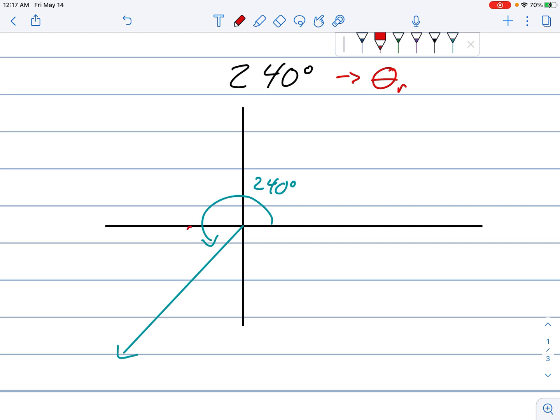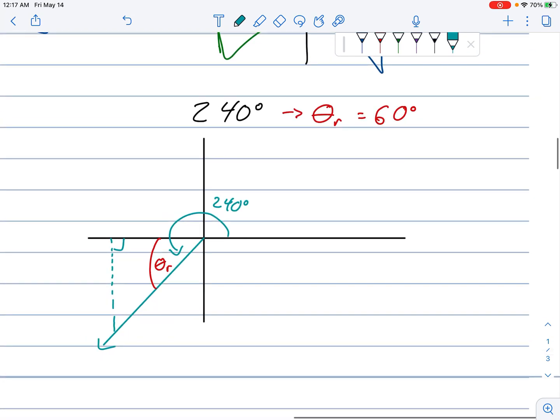Well, if I wanted to know what this angle were, that little reference angle right there, what is that? Well, if this is 240 and this is 180, what's this little guy? Well, that is 60 degrees. Now I have my triangle here. I'll do it dotted. Here's my little triangle. There's my theta. And now I can answer all of the questions I need.